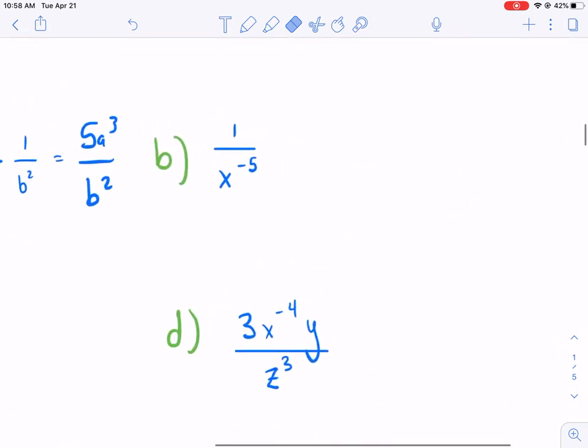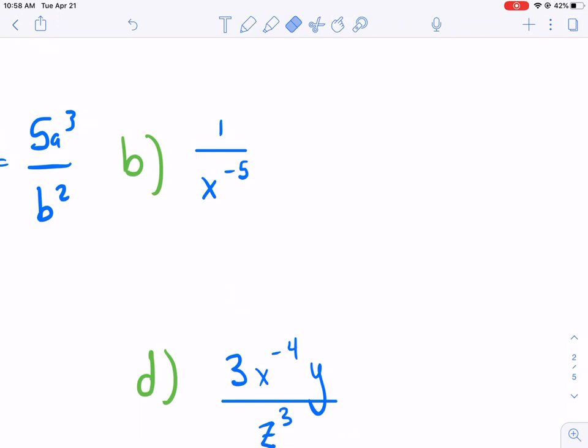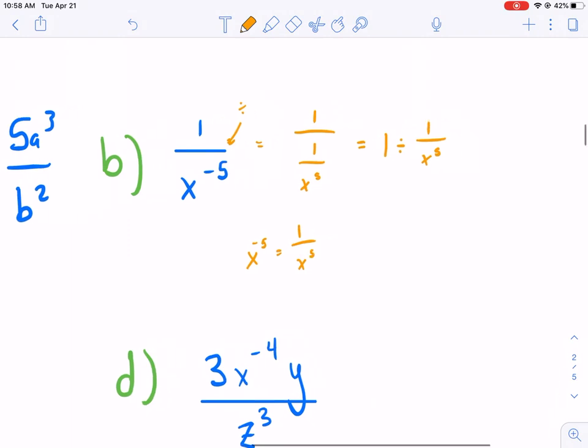Okay, here's something tricky. Now we have 1 over x to the negative fifth. I thought that if you have a negative exponent, it automatically goes to the denominator. Well, of course, in math, we can have compound fractions, and that's what this technically is. An easier way to think of this is you change this sign into divide. So this becomes 1 divided by 1 over x to the fifth power, okay? Because when you make x to the negative 5 positive, it goes 1 over x to the fifth.